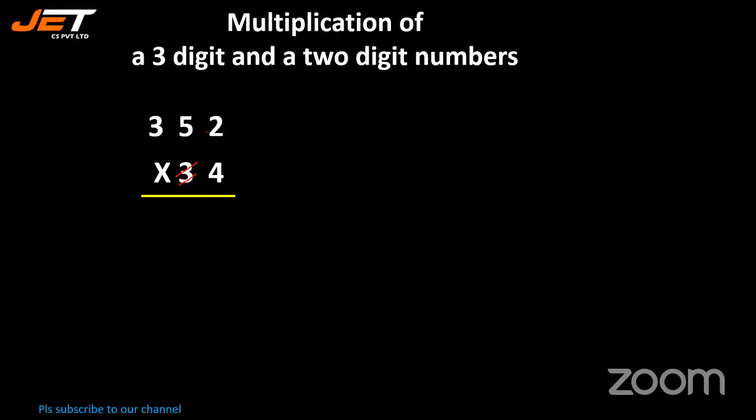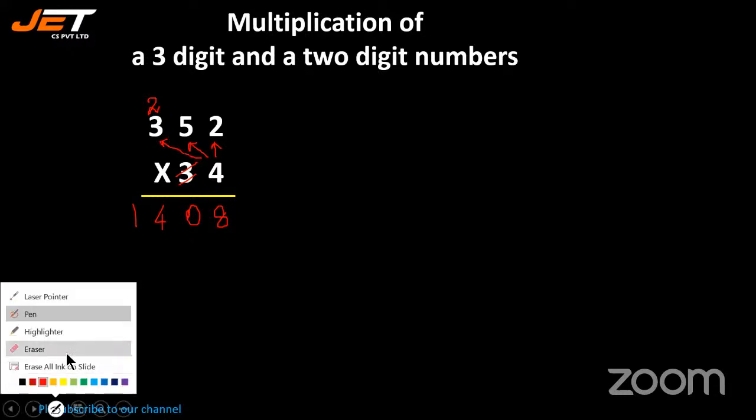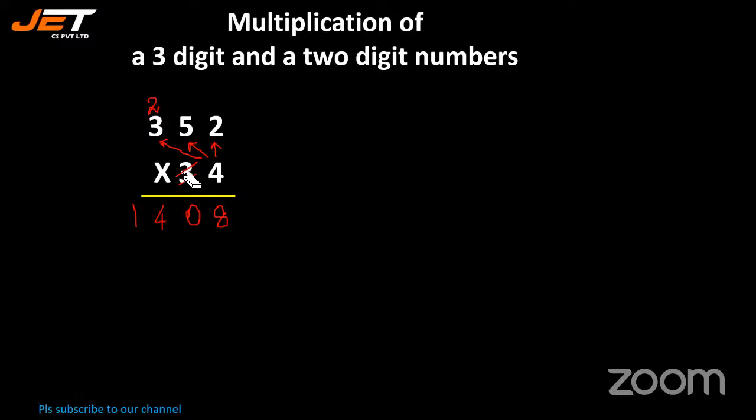4 times 2 is 8. 4 times 5 is 20. 2 here, 0 here. 4 times 3 is 12. 12 plus 2, 14. Till here, we have learned. I repeat, 4 times 2 is 8. 4 times 5 is 20. 2 here, 0 here. 4 times 3 is 12. 12 plus 2, 14. Clear till here? Now we just forgot about this number for a while, but we have to take it.